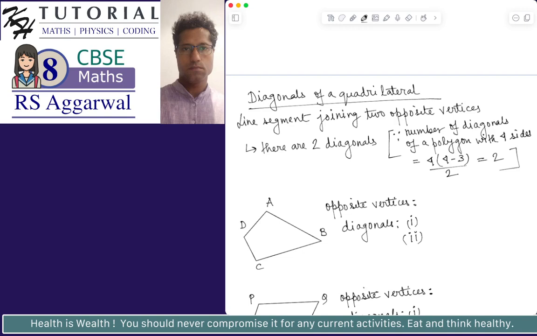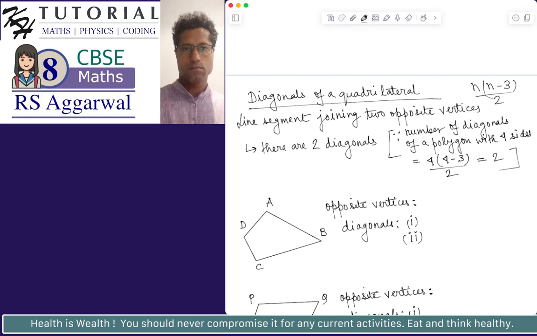So this is one. And also, we have studied in the chapter of polygons that for a polygon having n sides, the number of diagonals is n into n minus 3 whole divided by 2. So we know that a quadrilateral is a polygon having 4 sides. For a quadrilateral, n will be 4. So from the formula also we can see the number of diagonals will be 4 into 4 minus 3 whole divided by 2, which is equal to 2.